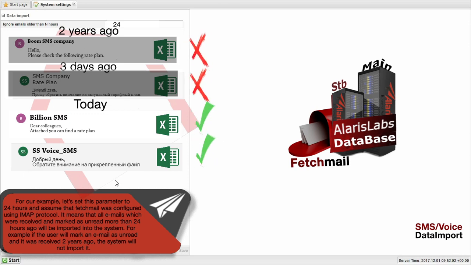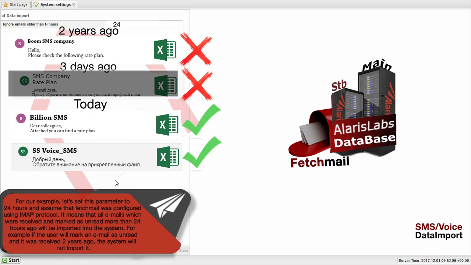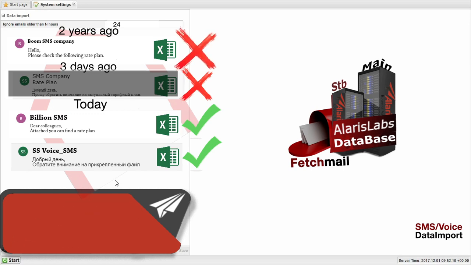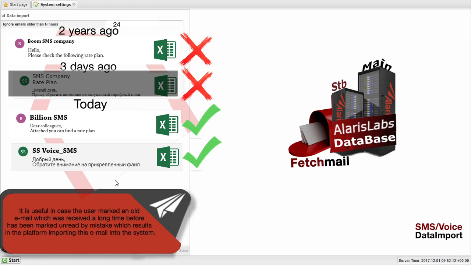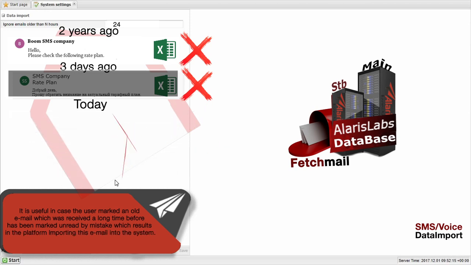not be imported into the system. For example, if the user marks an email as unread and it was received 2 years ago, the system will not import it. It is useful in case an old email, which was received a long time before, has been marked unread by mistake, which results in the platform importing this email into the system.